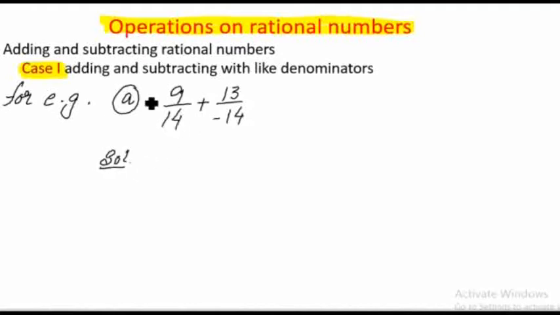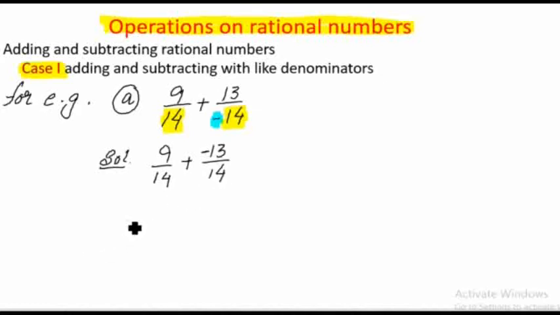how to solve this? Here we can see denominator is 14 and here also denominator is 14, but here this is minus 14. You can see this is minus 14. So first what we have to do, we have to write this in standard form. So we can write 9 by 14 plus minus 13 upon 14. Now here you can see the denominators are now same.